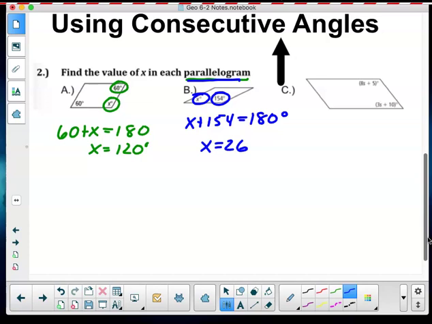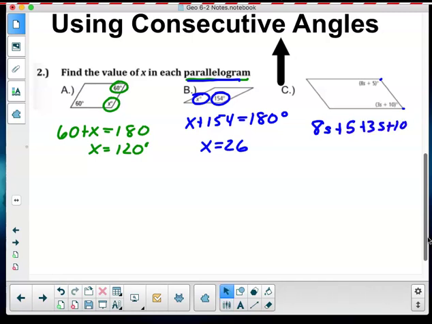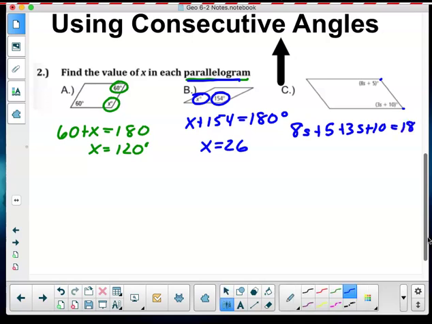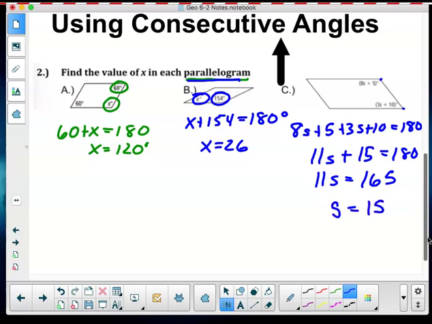Now, in C, I have been taking the consecutive angles and using the idea of same side interiors. Well, these two angles are consecutive. So I've got 8s plus 5 plus 3s plus 10, and they will equal 180 degrees. Now I've got 11s plus 15 is equal to 180. I've got 11s is equal to 165 as I subtract 15. And I know that 11 times 15 is 165, so s is 15. So I've got s is 15, x is 26, and x is 120.